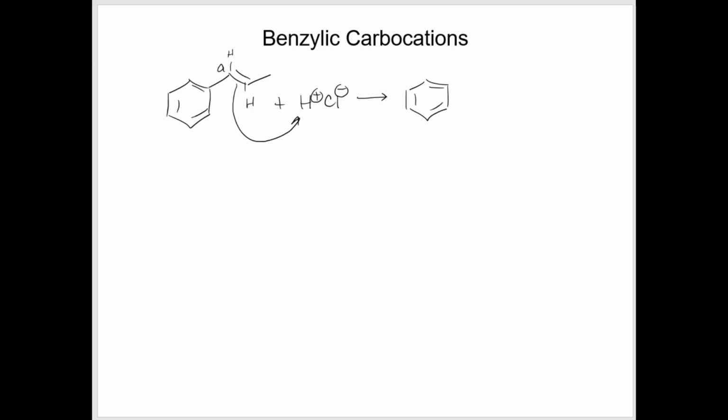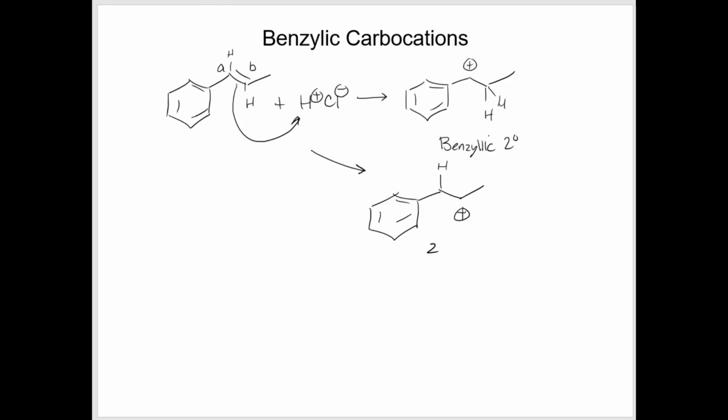So let's call this carbon A and this carbon B. If I added the H to carbon B, I would end up with this benzylic carbocation, which is secondary benzylic. If I added the H plus to carbon A, I would end up with just a secondary carbocation. So in this case, the strict interpretation of Markovnikov's rule would say that we would get a 50-50 mixture of these two, except that in this case the benzylic carbocation is much more stable, right?